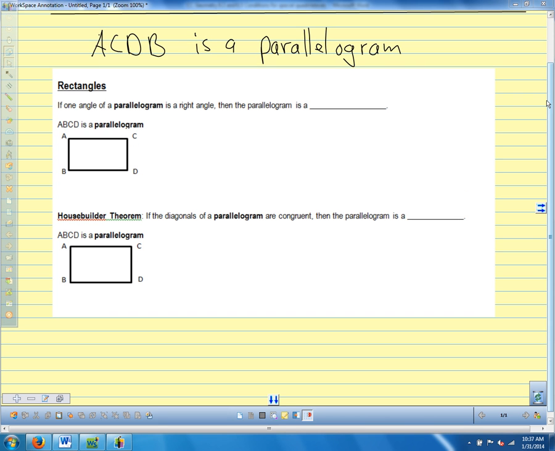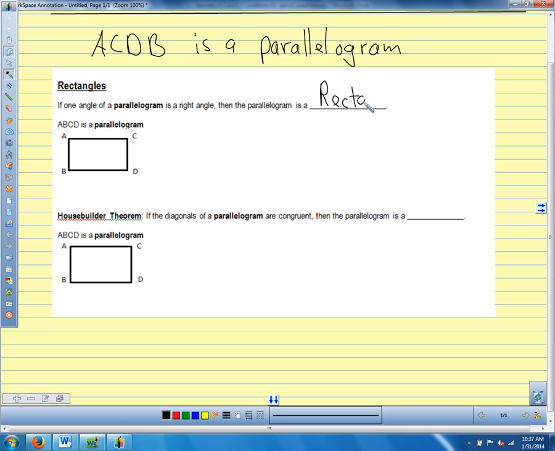So these are theorems again, the things that we can use to solve other problems, figure other things out about shapes. So the first one says if one angle of a parallelogram is a right angle, then the parallelogram is a rectangle. So all we need, if we have a parallelogram, is one angle to be a right angle. So we're saying the measure of angle A equals 90 degrees.